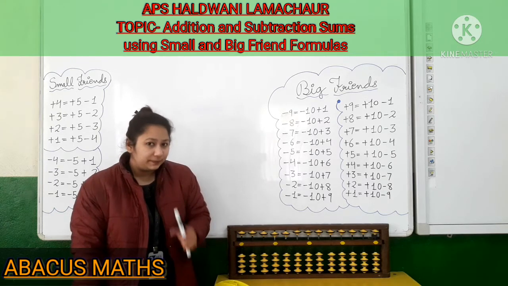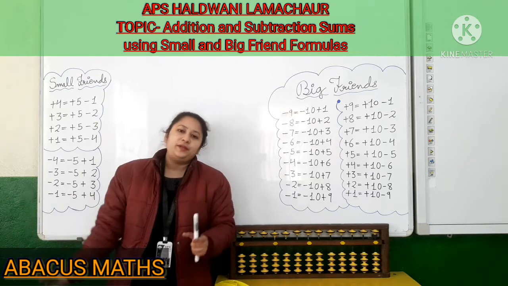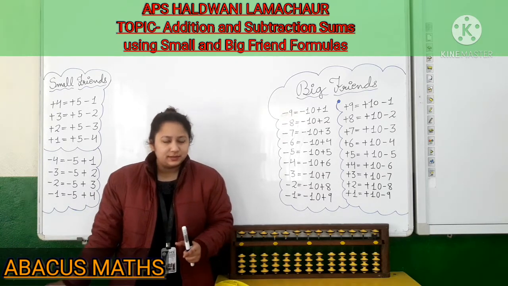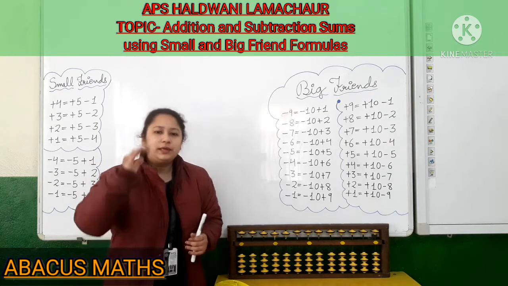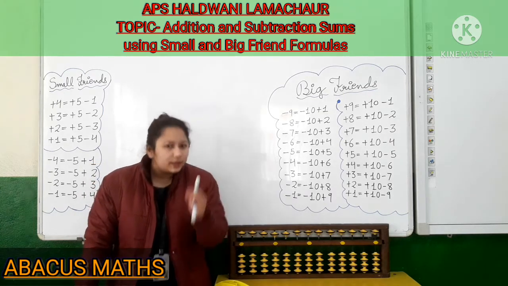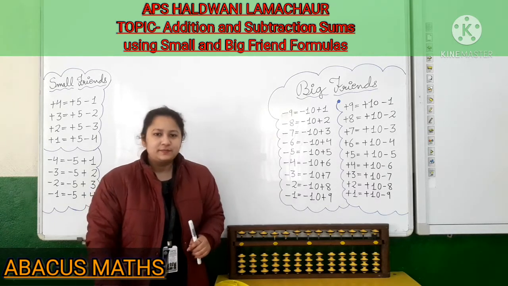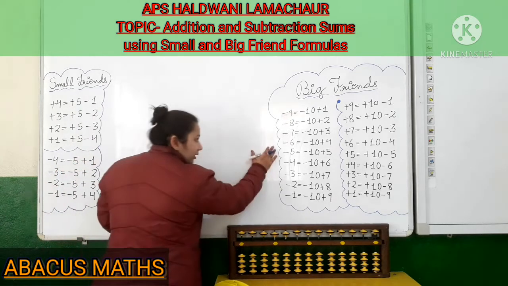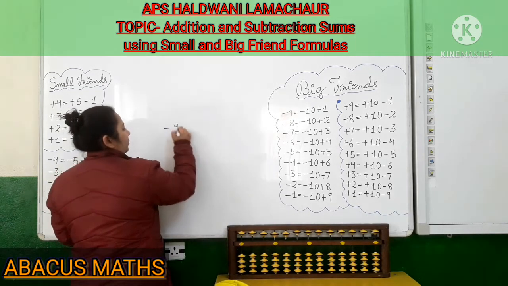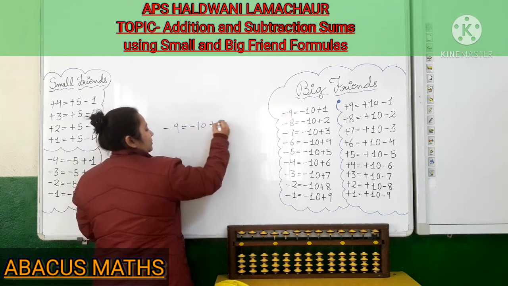Again students, I will repeat. Small friends are the main friends of this Abacus method. Means, first of all, you will go for the small friends only. But if you can't apply small friends, then you will go for the big friends. Okay, first one. Now the second one is whenever you will apply big friends. Like the first big friend here is minus 9 is equals to minus 10 plus 2.